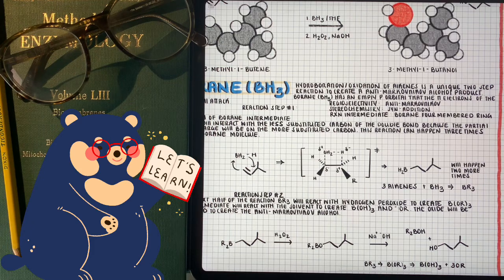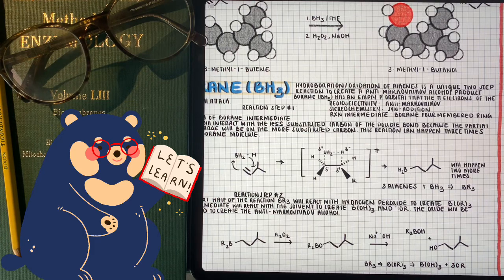Now that we've finished the first half of this reaction, we're ready for the second half. This involves hydrogen peroxide and sodium hydroxide. We have our borane alkane intermediate that's going to react with hydrogen peroxide. The way to think about this is that through the reaction of hydrogen peroxide, we're going to put an oxygen between our alkane and our borane intermediate, or our borane R group. The final step of this reaction is to react our new intermediate with sodium hydroxide. This is going to take our intermediate to boric acid and our anti-Markovnikov alcohol.